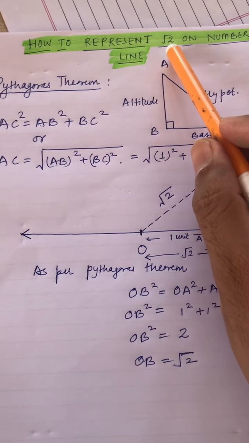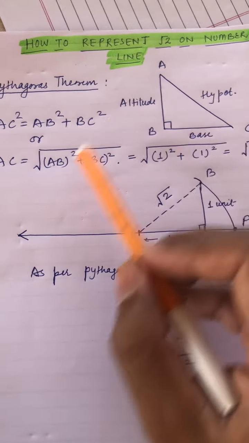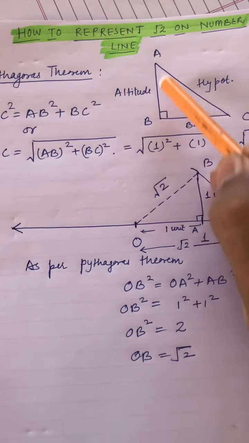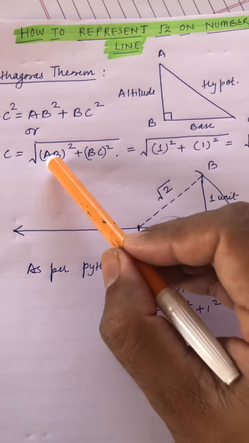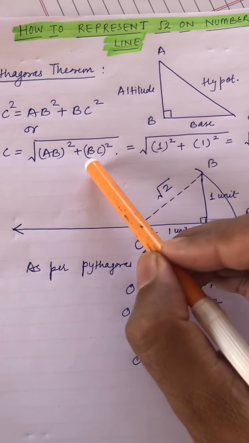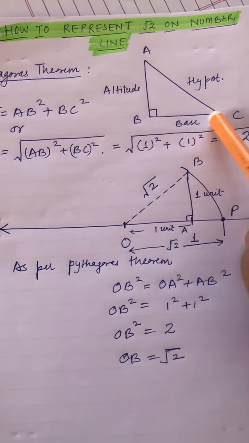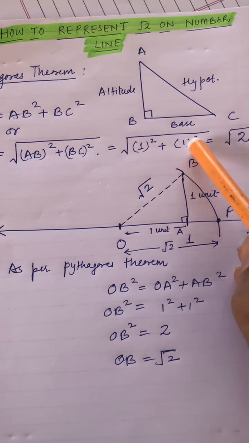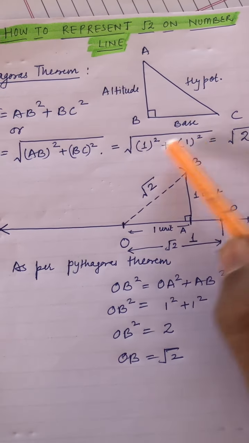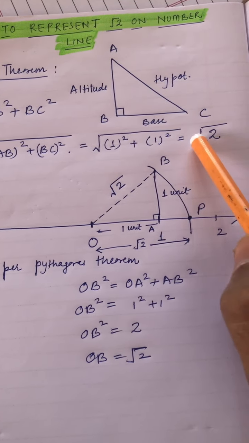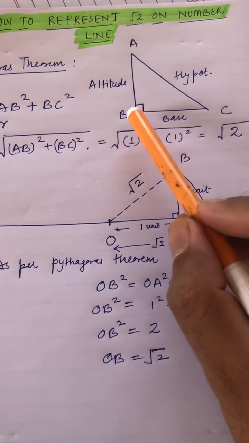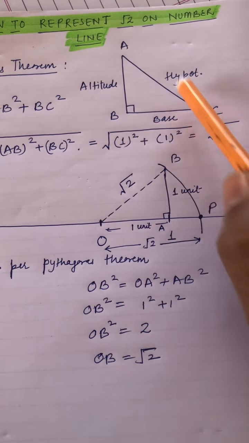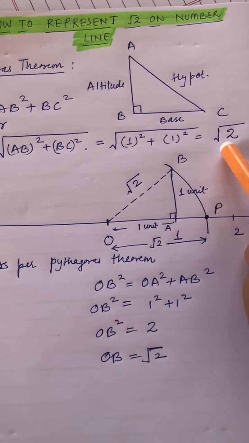Now since we have to represent under root 2 on a number line, if I take the value of AB as 1, if I take a right angle triangle whose altitude is 1, so it will be 1 square. And again if I take the base BC as also 1, so in place of BC again I will write 1. So it will be 1 square plus 1 square, that is 1 plus 1, 2. So what I will get? Under root of 2. That means if I take the base and altitude as 1, 1, then the value of the hypotenuse will be under root of 2, as we have shown.